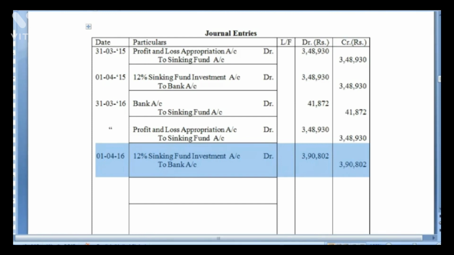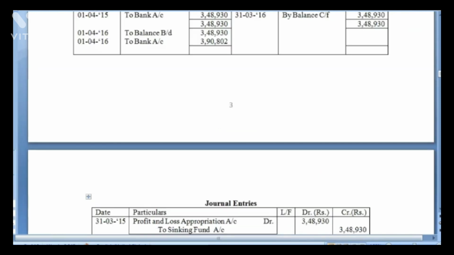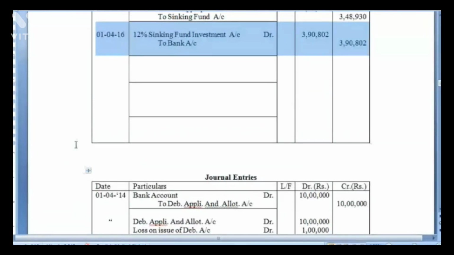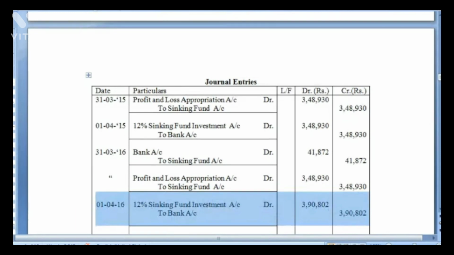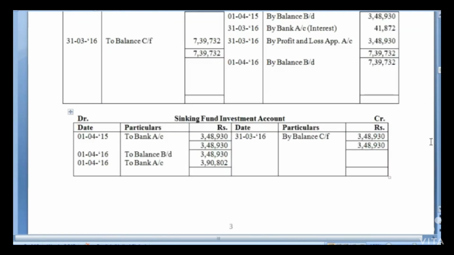Second year successfully started, and the first year, third year successfully started, second year successfully completed. Now in the third year, once again you receive the interest. ફરીથી તમને ઇન્ટરેસ્ટ મળશે. ઇન્ટરેસ્ટ મળે એટલે હવે રકમ કેટલી થઈ છે ઇન્ટરેસ્ટની? ઇન્ટરેસ્ટની રકમ ટોટલ ઇન્વેસ્ટમેન્ટ ઉપર મળે. And total investment is this 3,48,930 and 3,90,802. ઇન શોર્ટ 3,39,702 એના 12% કરો. એના 12% કેટલું ઇન્ટરેસ્ટ થાય?